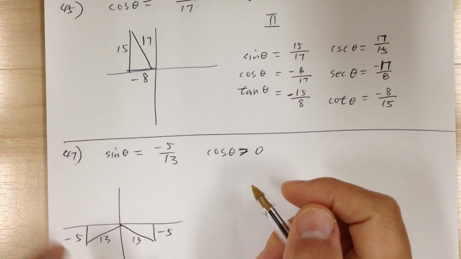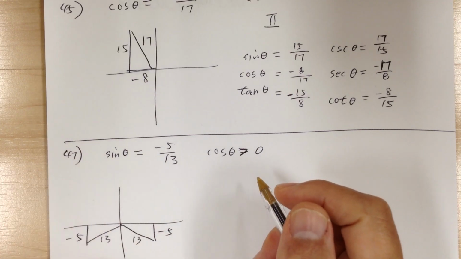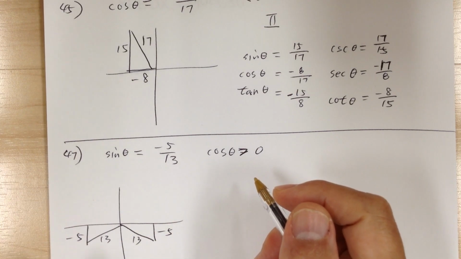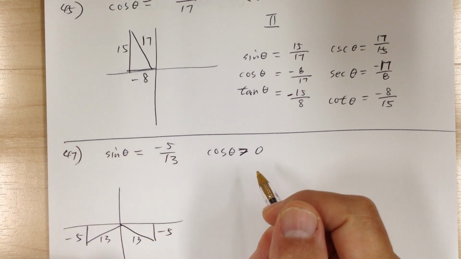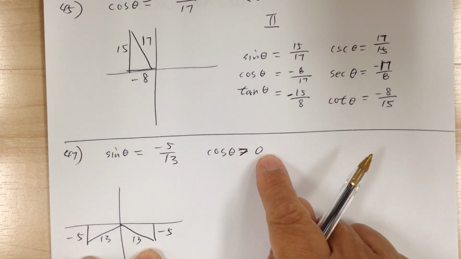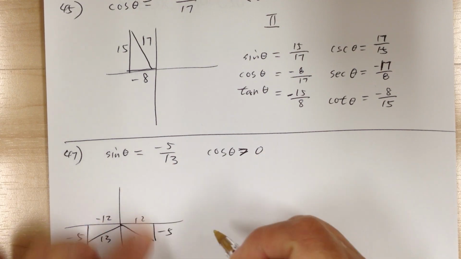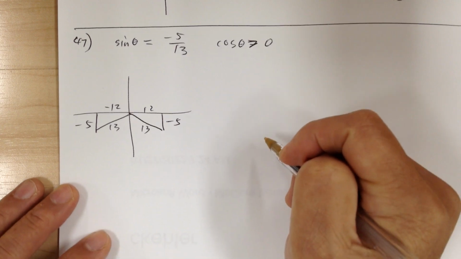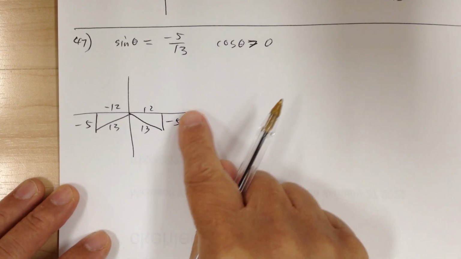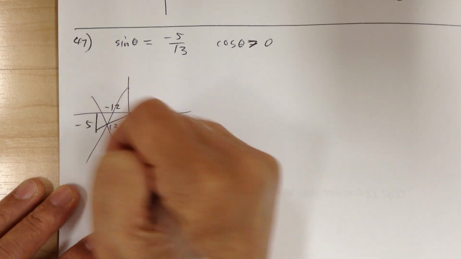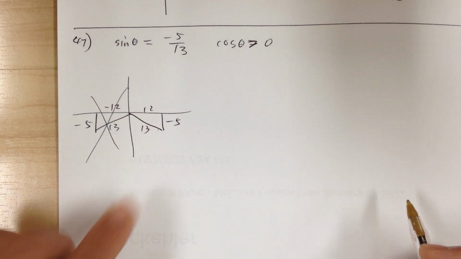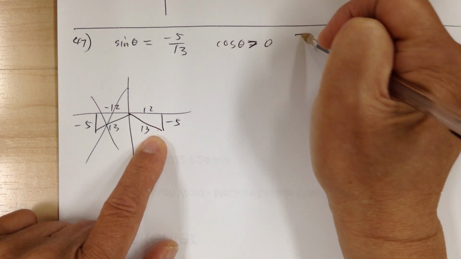From here, again, there are 4 quadrants, and every piece of information cuts them in half. So you use this to narrow down to 2 quadrants. Then you have to use this one: cosine is greater than 0. So this would be 12, and this would be negative 12. Again, all these are special triangles. The one that you're looking for is this one here. So this is out; you have to do process of elimination. So this is going to be quadrant 4.